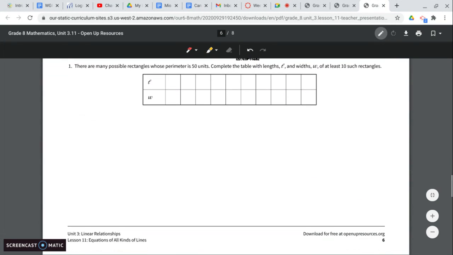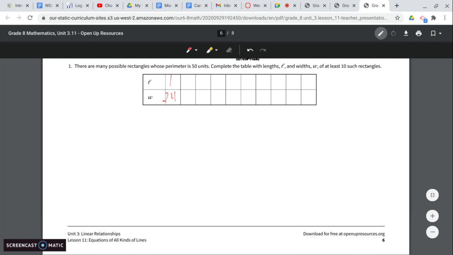There are many possible rectangles whose perimeter is 50 units. Complete the table with lengths L and widths W of at least 10 such rectangles. So if we need a perimeter of 50 units, that means our two measures have to add to 25, if we think about it, because we've got the four sides, two of them being the same. So we have 1 and 24 would be an option because that'd get us 25 plus another set of 25 would give us 50.